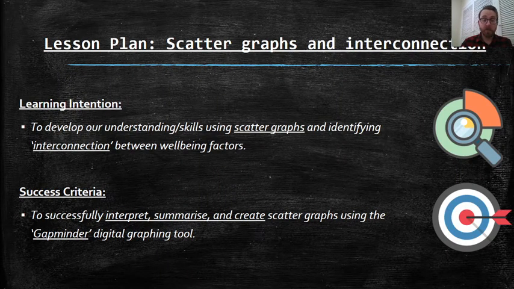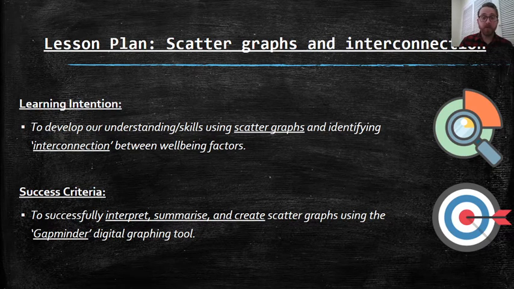This lesson we are looking at developing our understanding and our skills using scatter graphs, one of the tools you will use in geography, and identifying interconnection between well-being factors. That's a very common theme throughout geography, that everything is connected. So everything outside of your window, in the environment. Last term we looked at the connection between human actions and the natural environment.